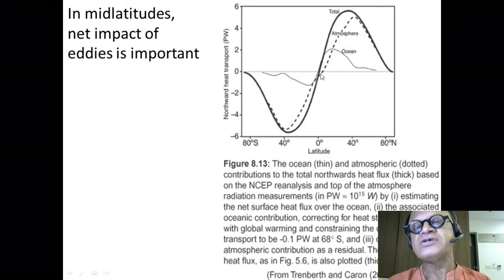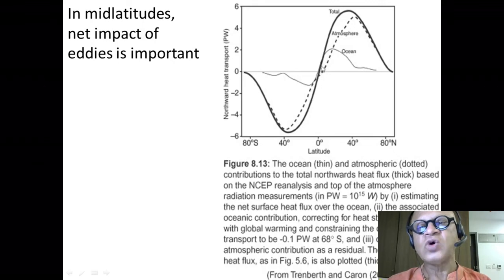But the main point is to see that the transport away from the deep tropics in the Hadley cell is quite low in low latitudes within the Hadley cell, but the transport by the ocean here, the thin solid line here, is almost done by the ocean. The total transport is this solid or bold black line.